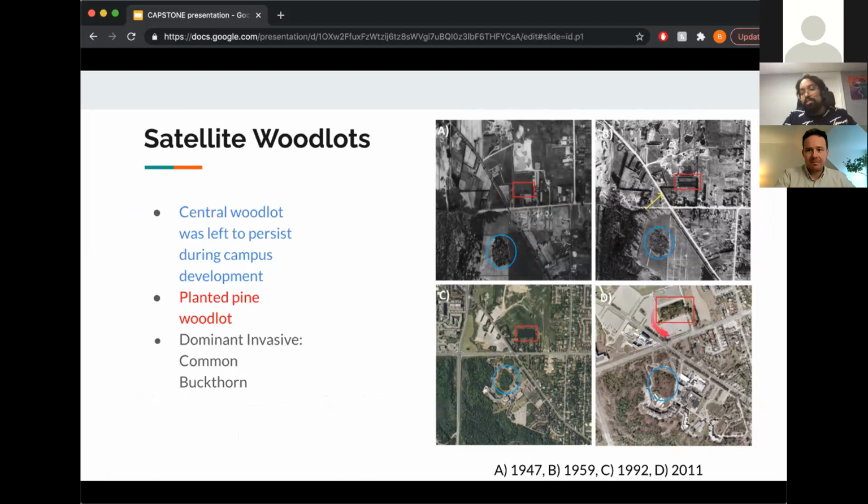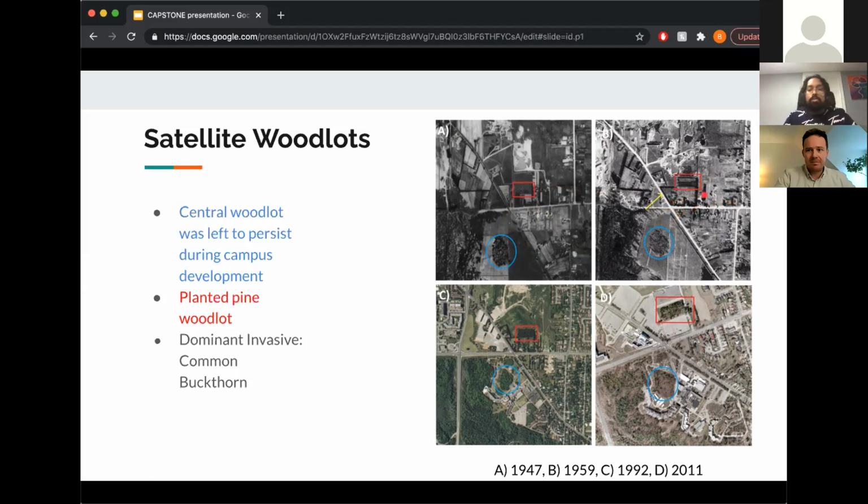Another interesting thing about the northern woodlot is that, unlike the central woodlot, it wasn't natural, it was actually planted. You can see it here in picture B, where it's intensely row planted. It's likely a pine plantation based on what we see today. And given the number of houses that pop up around here, it may have been a resource stand.